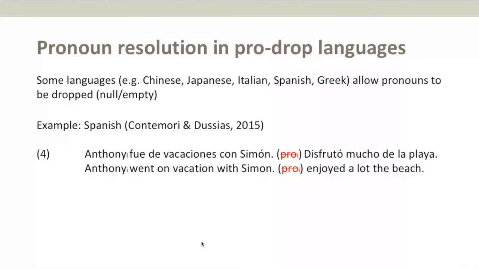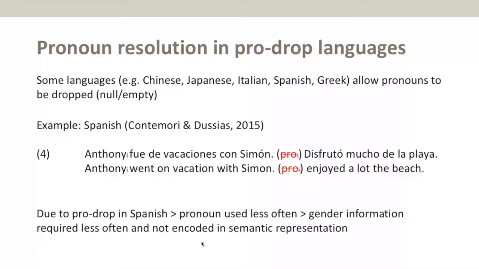The important thing here is that Spanish has this property called prodrop, and pronouns can be dropped, so they're used less often. And in this case, they don't really need to use gender information that much when speaking Spanish, because it's not really required to match the gender of the pronoun and the gender of the antecedent. And so the author argued that because of this, the gender information will not be encoded in a semantic representation of Spanish speakers.